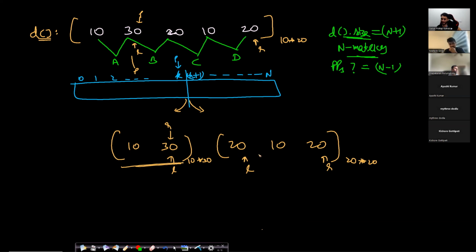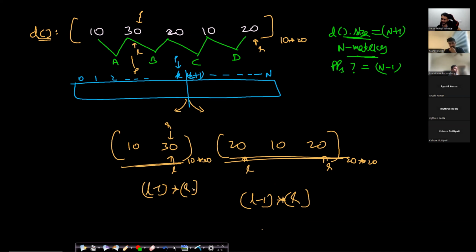Now here, if I want to find the dimension of the second, it will be L minus 1 cross R. And for the second one also, it will be L minus 1 cross R, isn't it? That I can define as a rule, isn't it? I can do that. So let's go with this assumption: L will always be the second item and R will be the last item. So when I have to define the dimension, it will be L minus 1 cross R. Did you understand my assumptions?